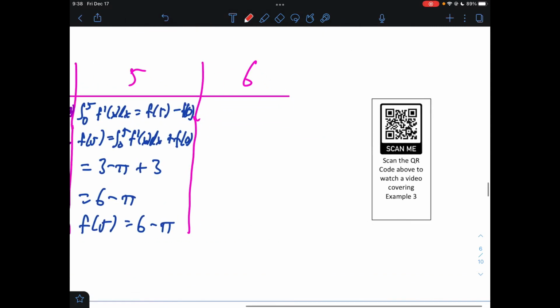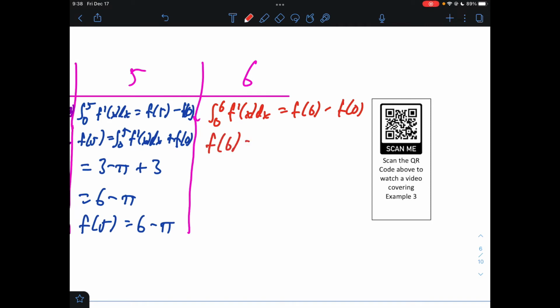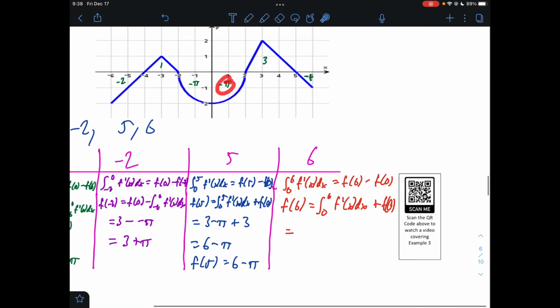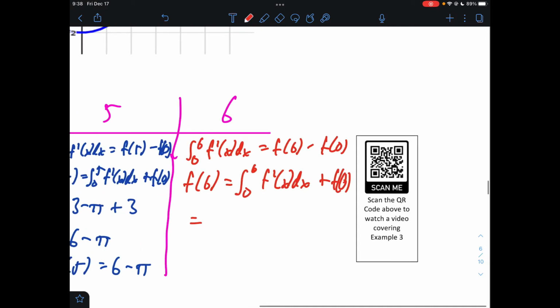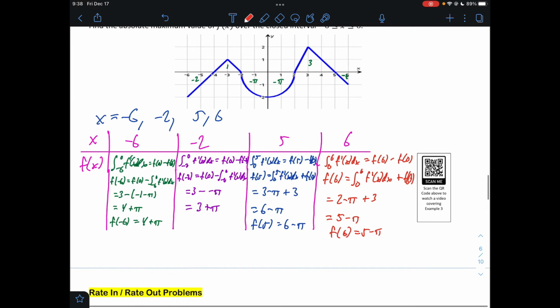f of 6. So the integral from 0 to 6 equals f of 6 minus f of 0. So f of 6 would equal the integral plus f of 0. The integral from 0 to 6 is negative pi plus 3 minus 1, or negative pi plus 2, or 2 minus pi, plus f of 0, which is 3. So this is 5 minus pi. So f of 6 is 5 minus pi, which is definitely not bigger than 4 plus pi.